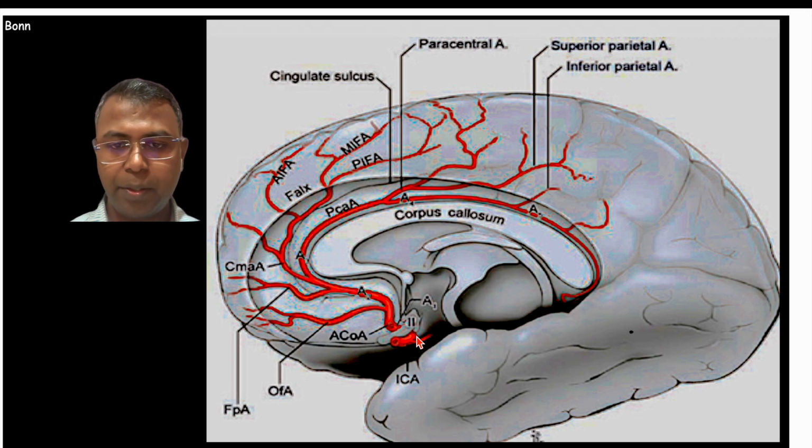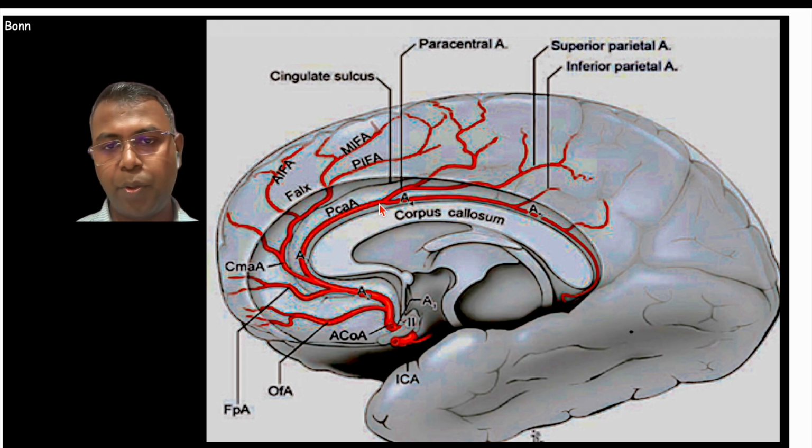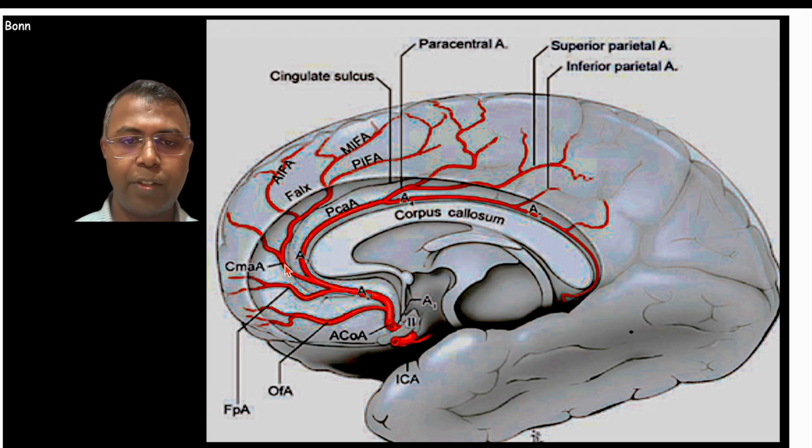Okay, so you see this is the internal carotid artery. This is the A1 segment and this is the A2 segment. From this A2 segment, the first branch which arises is the orbitofrontal artery. The second branch which arises is the frontopolar artery. And at the level of the genu arise two branches. One is the pericallosal artery, we know all about it. Second is your callosal marginal artery.